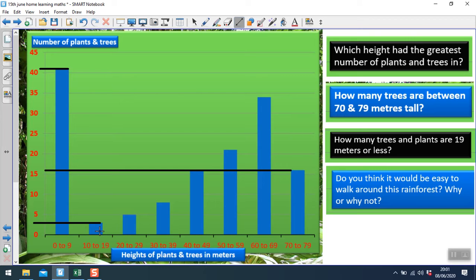Do you think it would be easy to walk around this rainforest? Why or why not? Well, this graph here shows just 10 metres squared of the rainforest, and look at how many trees and plants there are. And if there's 41 trees and plants that are between 0 to 9 metres, just in that small area, imagine how difficult it would be to walk on the ground. I can't imagine there's much space to walk at all. So I think it would be really, really difficult.